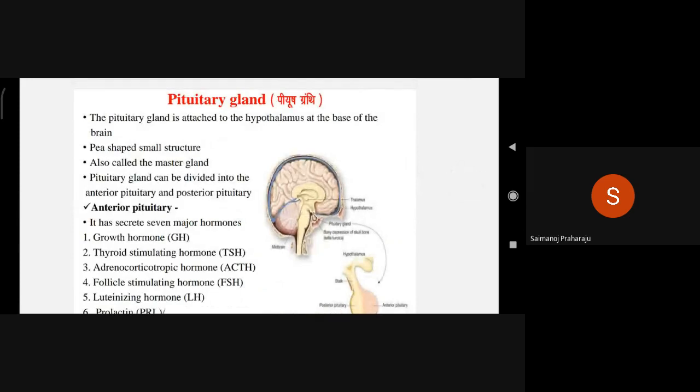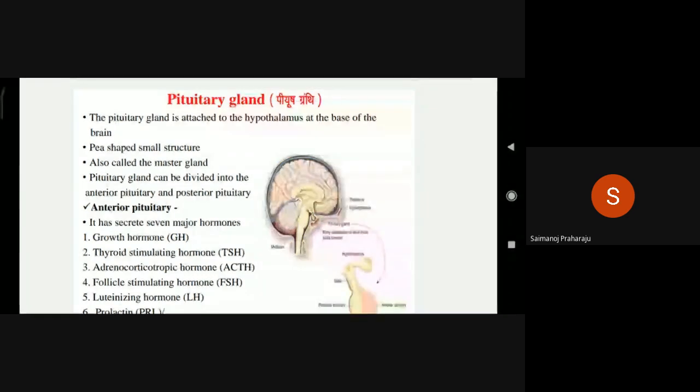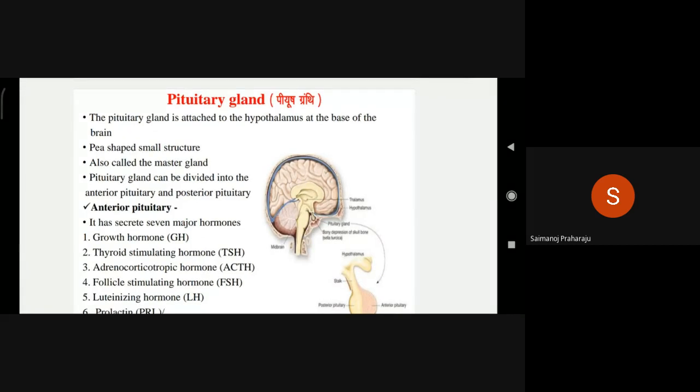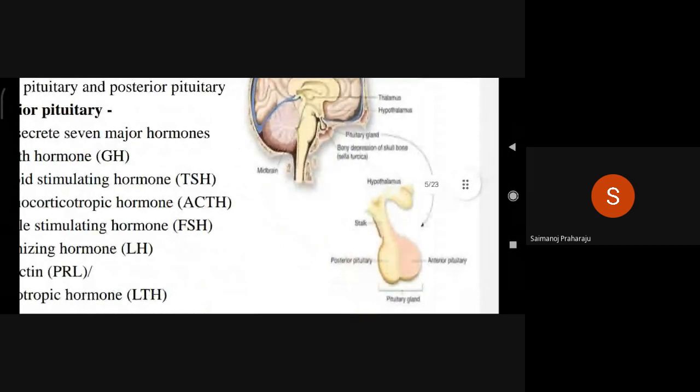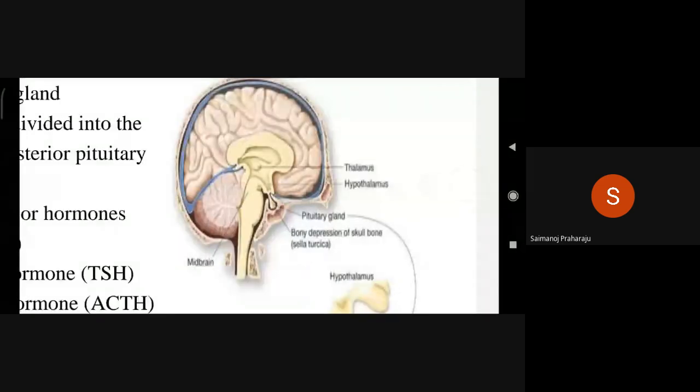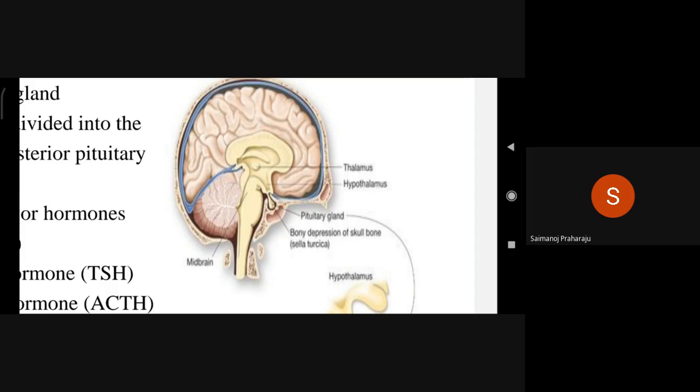First of all, the governing body of all other endocrine glands is the pituitary gland, earlier called the master gland. The pituitary gland is attached to the hypothalamus at the base of the brain. You can see the picture here. At the base of the brain, the ethmoid bone is present. Here, the ethmoid bone is holding the brain from the base, which means the ethmoid bone is the floor of the brain.